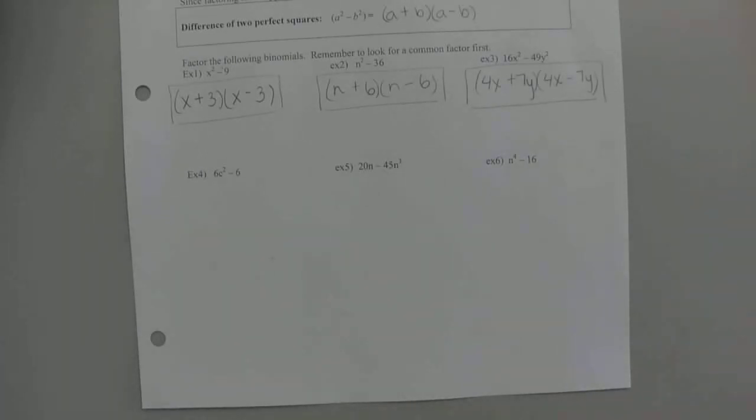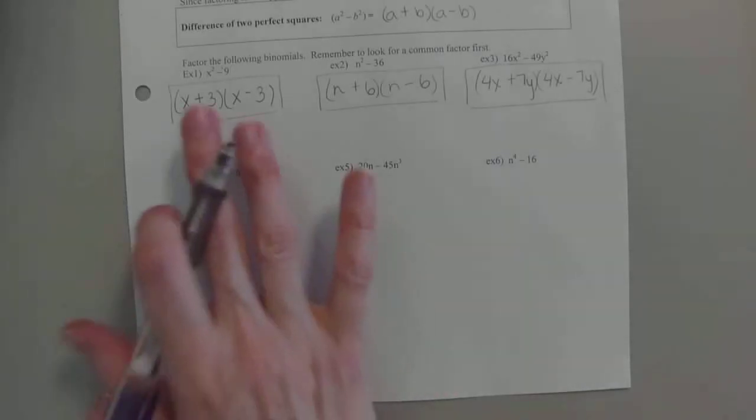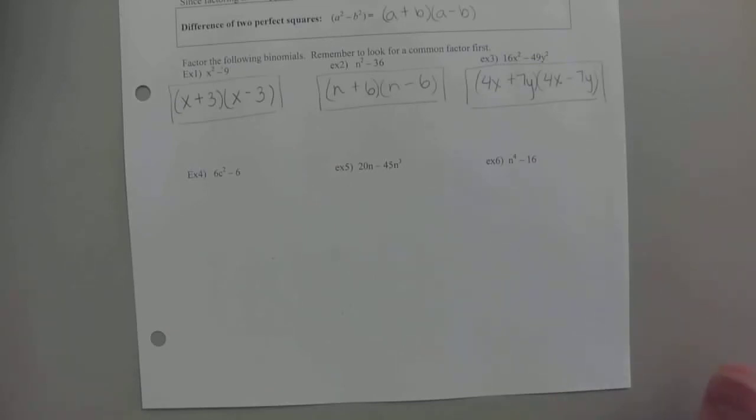So then you get to number 4, and you're like, well, I was on a roll, but now I'm stuck with 6. What's the square root of 6? It doesn't have a perfect square. But what we can't forget is the number 1 rule in factoring. What are we supposed to look for? GCF, right?